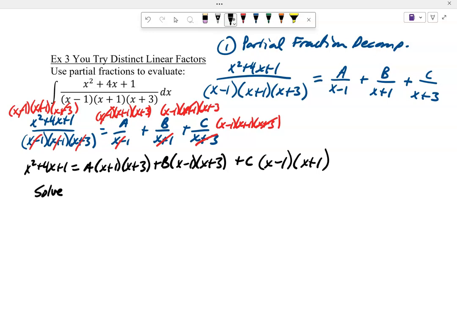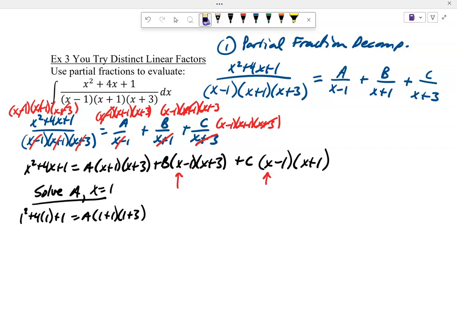Alright, let's go ahead and solve for A. If I'm solving for A, notice next to the B I have an x minus 1, and next to the C I have an x minus 1. So I'm going to let x be 1, and it'll clear out the B and the C. So I have 1 squared plus 4 times 1 plus 1 equals A times 1 plus 1, 1 plus 3. And again, see how that would clear that out with a 1 there, and that would clear that C out with a 1 there, right? So plus B times 0 plus C times 0.